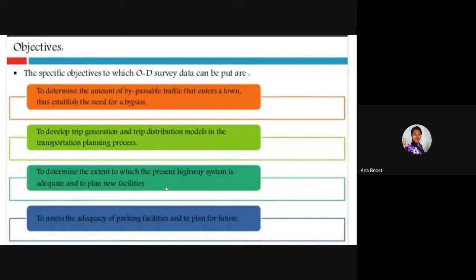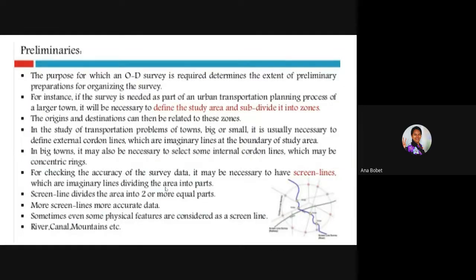So these are the specific objectives of public transport. Ako na lang skip kaya babawasan ninyo. Let's go to some preliminary application. So how do we do OD study? So OD study can be done for a household interview survey, HIS, or could be done by screenline or what we call cordon.